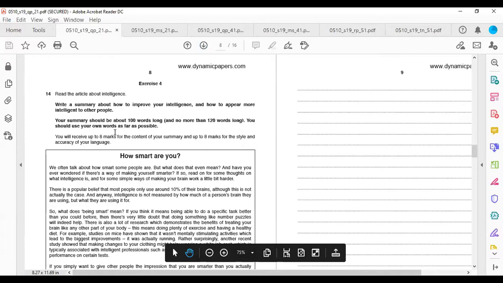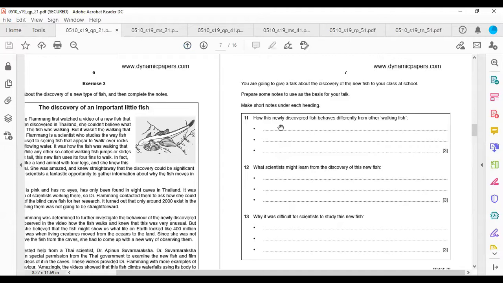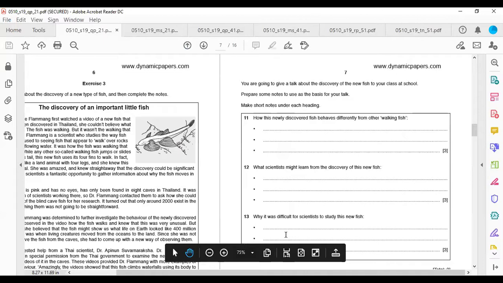You're supposed to read a text and write a summary about how to improve your intelligence and how to be more intelligent to other people. So there are 2 aspects of the question here: how to improve your intelligence, and how to appear more intelligent to other people. For exercises 3 and 4, usually there are more points than required in the exam. For example, if you go back to this exercise, you are required to write 9 notes. You may find 10, 11, 12.